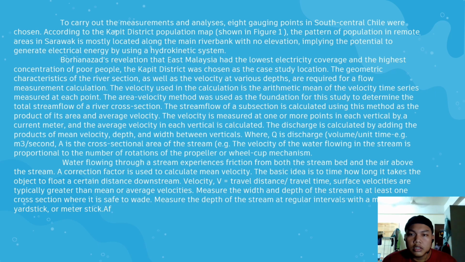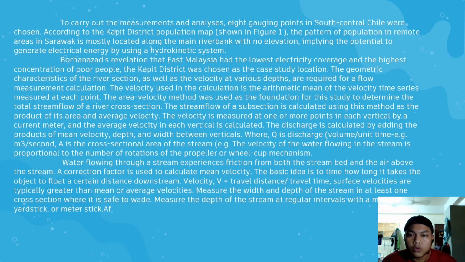The discharge is calculated by adding the product of mean velocity, depth, and width between verticals, where Q is discharge, A is cross-sectional area of the stream. The water flowing through a stream experiences friction from both the stream bed and the air above the stream. A correction factor is used to calculate mean velocity.